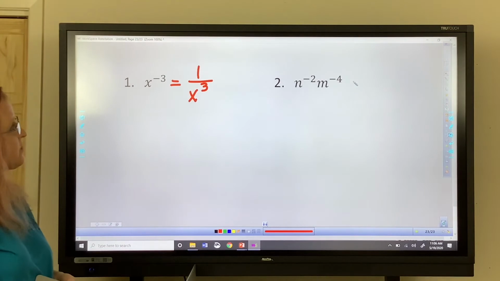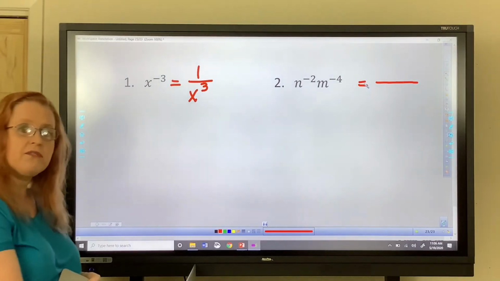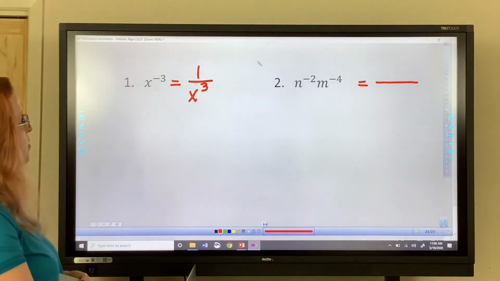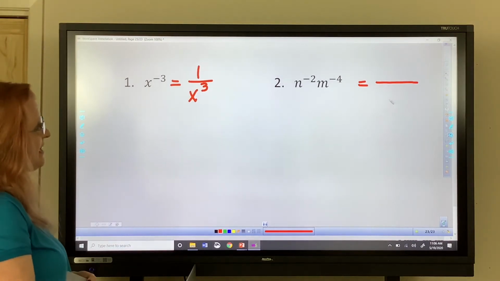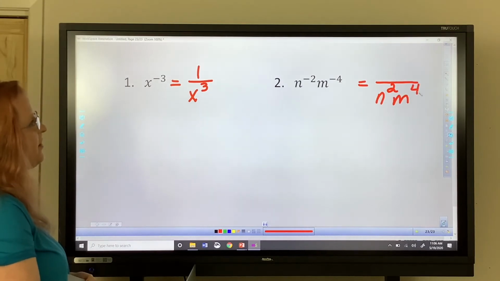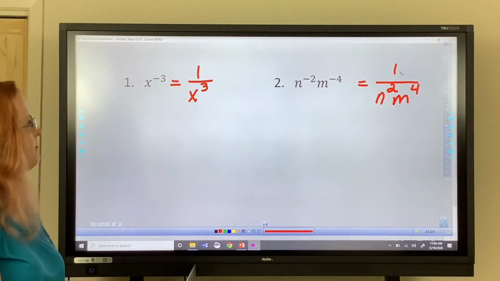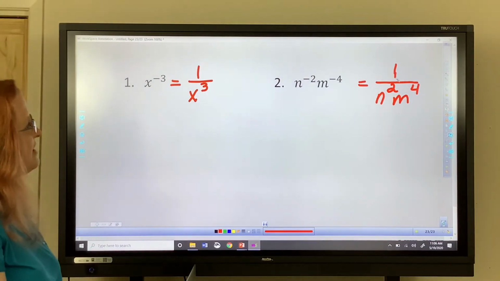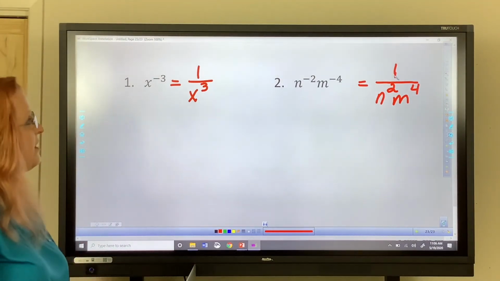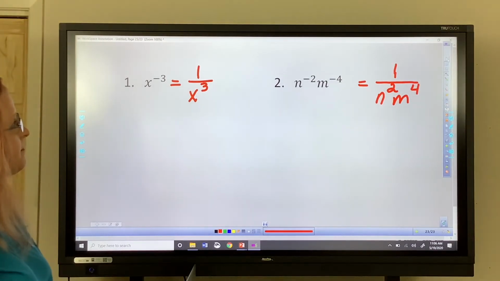Okay? So on number 2, they're both in the wrong spots, and they're on top because if there's not a fraction there, they're always in the numerator. And so I have n to the negative 2, so I have to move it to the bottom, make it positive, and move the 4 to the bottom, make it a positive 4, and put a 1 up top. And so you're just moving locations. That's all you're doing with the negative exponents.